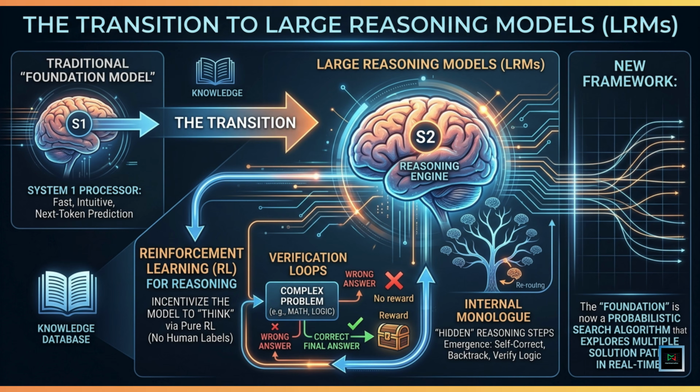This process encourages the emergence of hidden reasoning steps where the model learns to self-correct, backtrack, and verify its own logic before outputting a final response. In this framework, the foundation is no longer just a database of knowledge. It is a probabilistic search algorithm that explores multiple solution paths in real time.